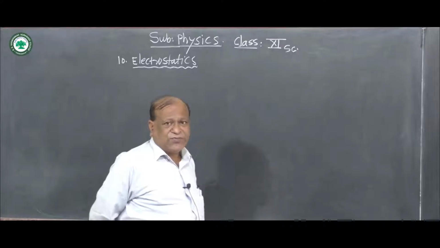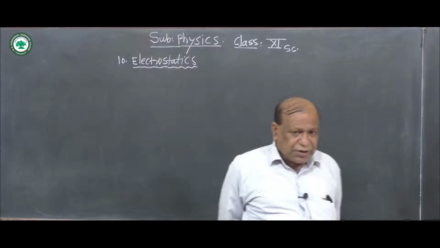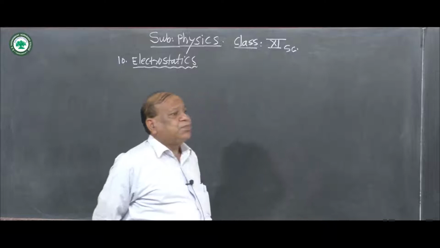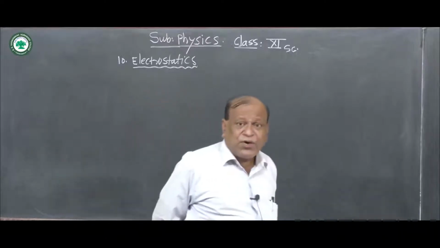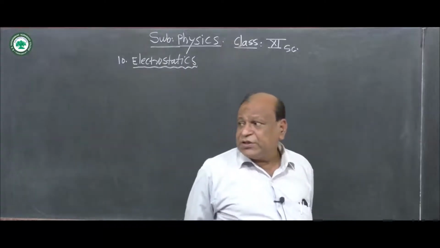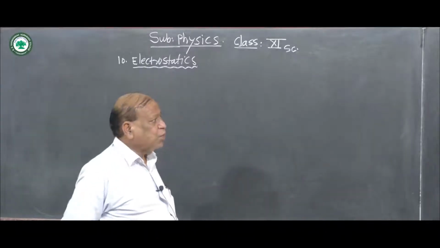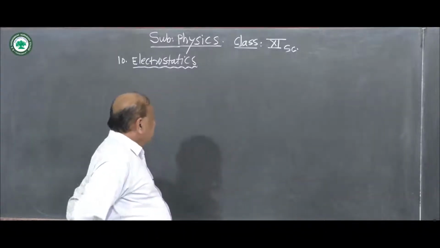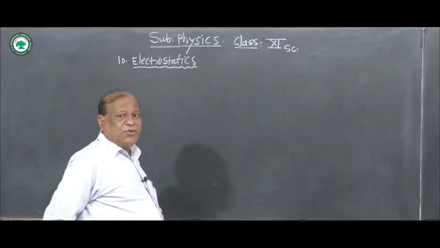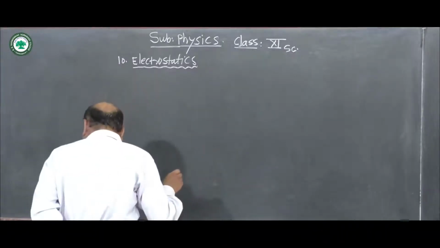What is meant by electric field? Electric field is the force experienced per unit charge, that is E is equal to F divided by Q. And now, when is this electric field uniform and when is it non-uniform?